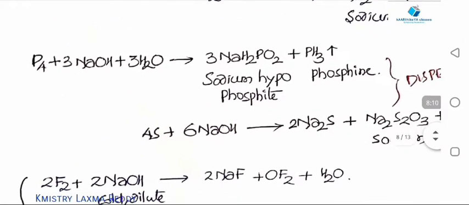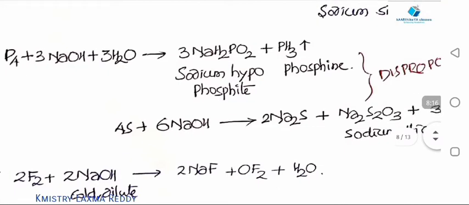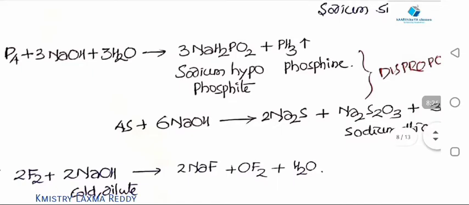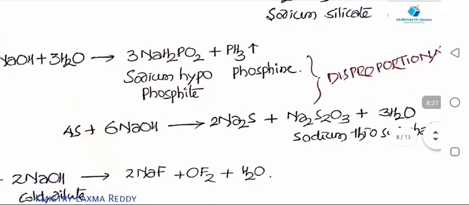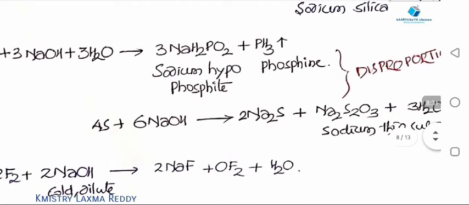With phosphorus, this is called a disproportionation reaction. The oxidation state of P4 is 0, and the oxidation state of phosphorus in NaH2PO2 is +1 and in PH3 is -3. Sodium hypophosphite and phosphine are formed. This is a disproportionation reaction. The oxidation state of the same atom is changing into two different oxidation states.